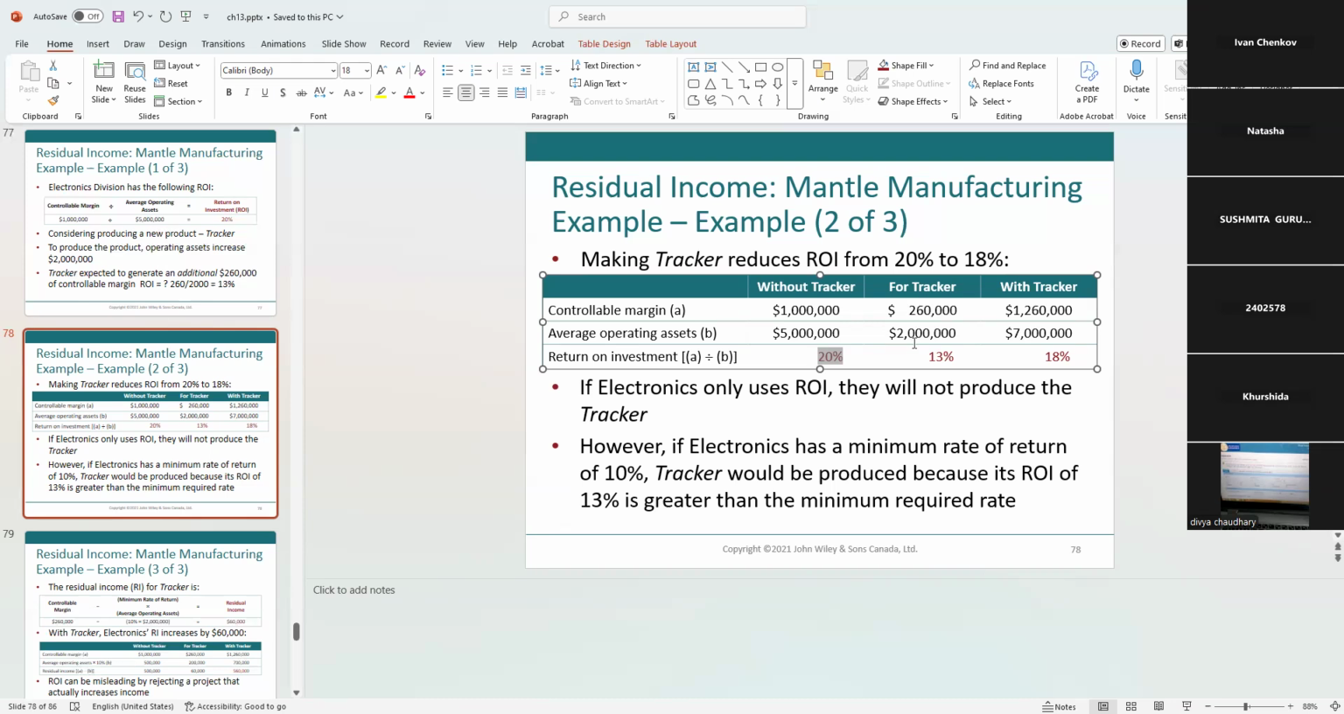However, if the company wants only 10% return on any project, would they invest in this project now? Yes. Because it's going to give them 3% more. Make sense? So let's see how much will be the residual income if they want 10% and 10% only.